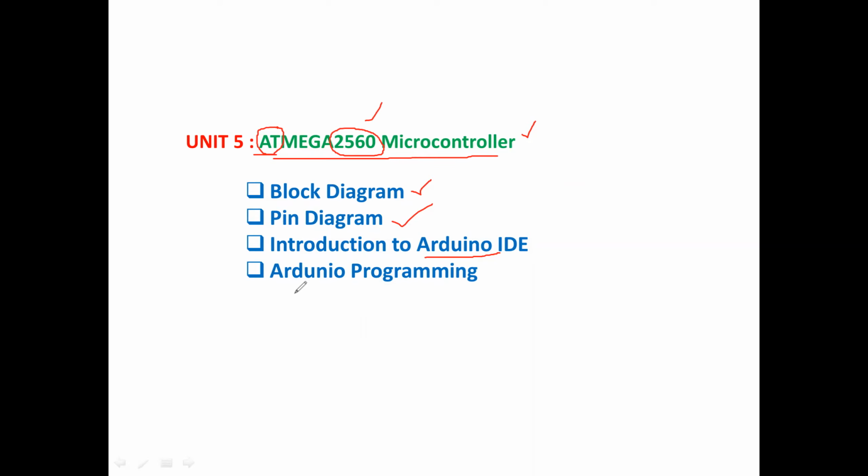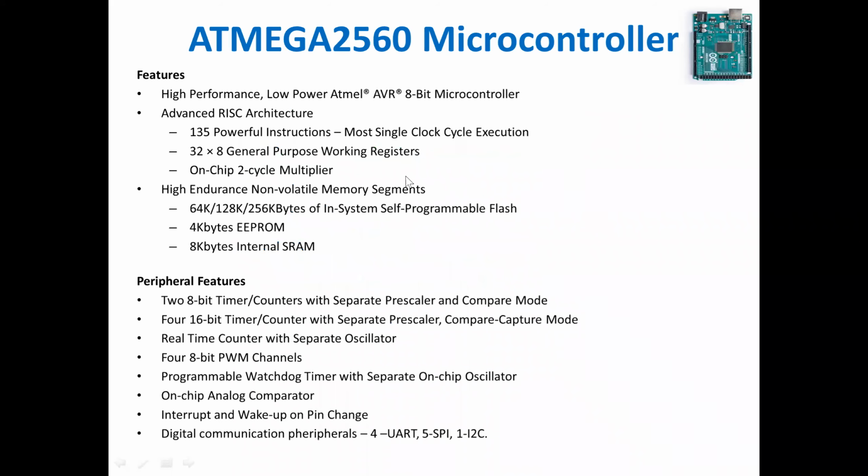And you can see the fourth is Arduino programming. So how are we going to develop an application program by using the Arduino software? Through the Arduino IDE, we will be developing a program. First and foremost, we will discuss the features of the Atmega 2560 microcontroller.